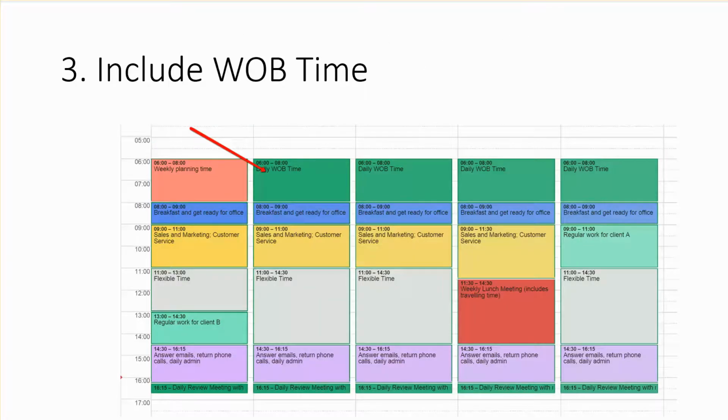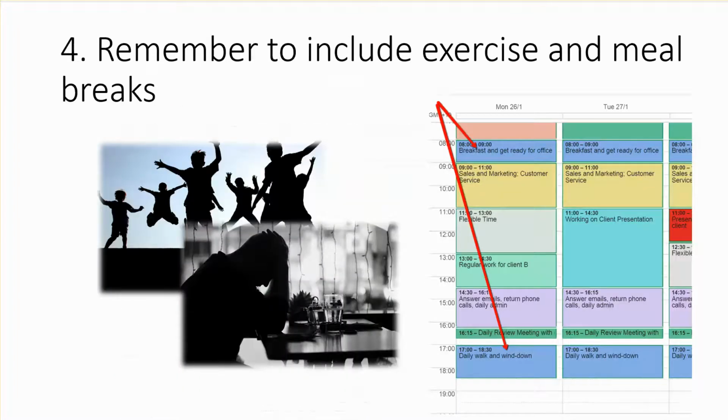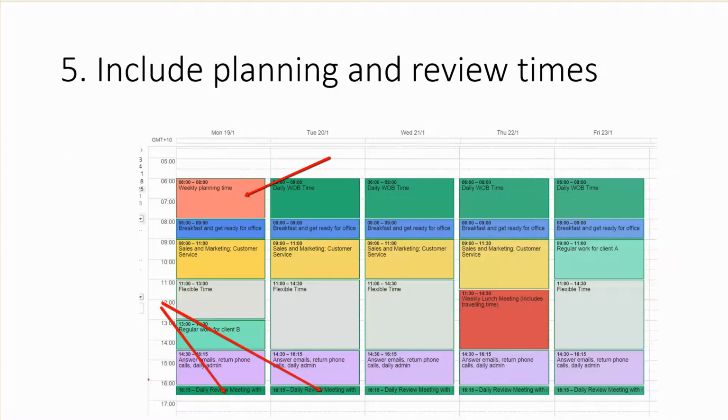Remember to include working on the business time. You need to allocate at least 10 and preferably 20% of your time to working on the business. More is better, because those are the things that are going to move your business forward. Remember to include exercise time and meal breaks time. And include planning and review times.